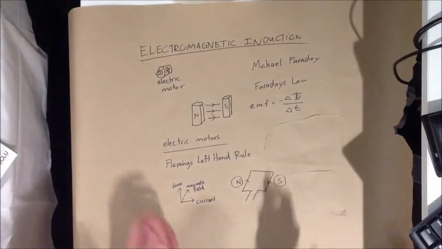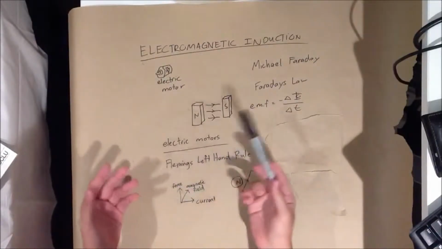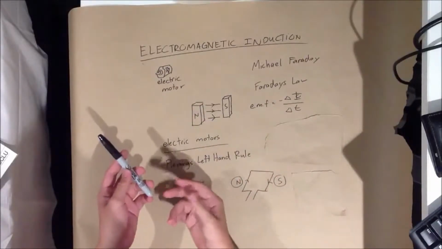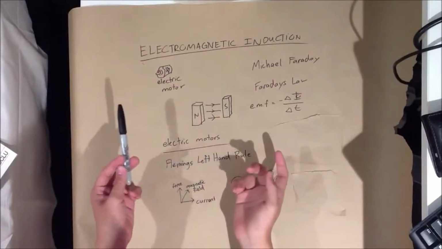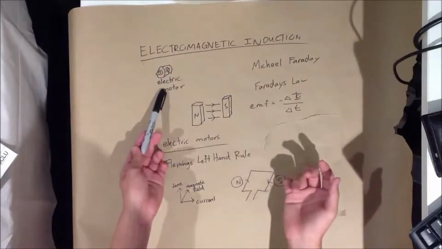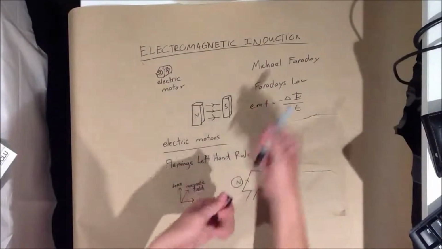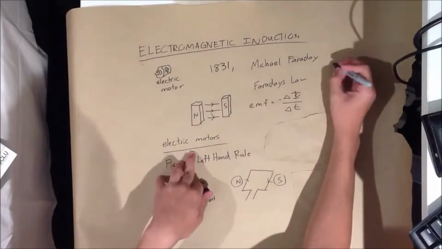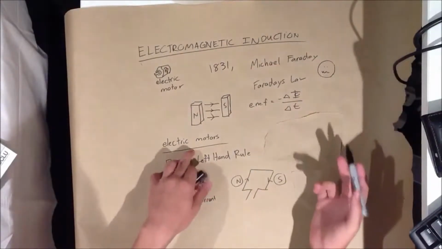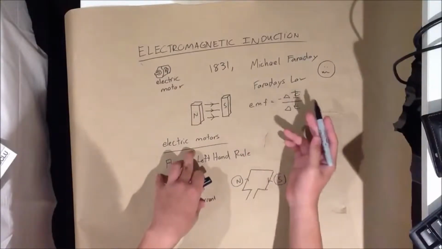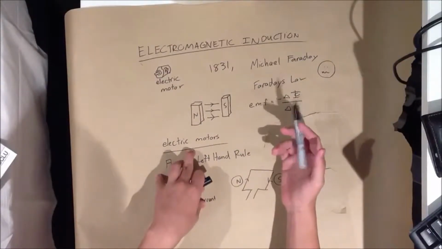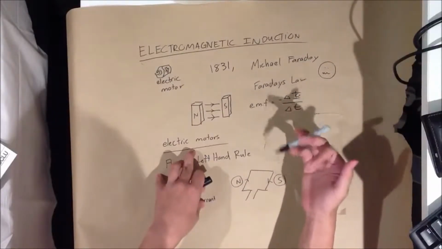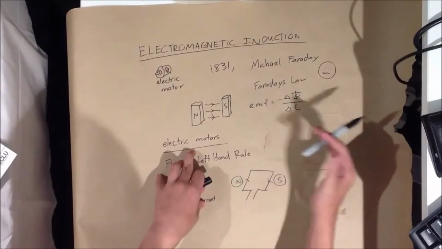Hi guys, today I'll be explaining electromagnetic induction. The reason I chose this topic is because electromagnetic induction plays a big part in our technology, especially in the regions of electric motors, which are used extensively today. It all began in 1831 when a scientist named Michael Faraday discovered electromagnetic induction. He then proposed Faraday's law, which states that when the magnetic flux linkage in a circuit changes, an electromotive force is induced in the circuit.